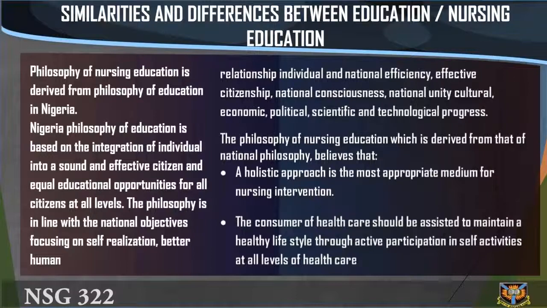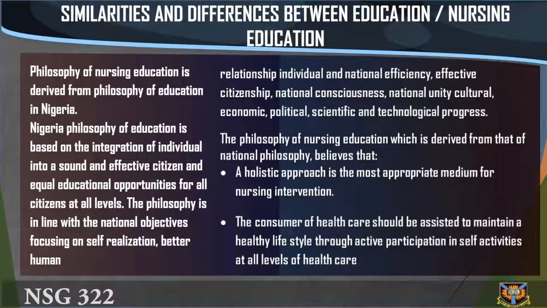Philosophy of nursing education is derived from philosophy of education in Nigeria. Nigerian philosophy of education is based on the integration of the individual into a sound and effective citizen and equal educational opportunities for all citizens at all levels. The philosophy is in line with the national objectives, focusing on self-realization, human relationship, individual and national efficiency, effective citizenship, national consciousness, national unity, cultural economy, political, scientific, and technological progress.